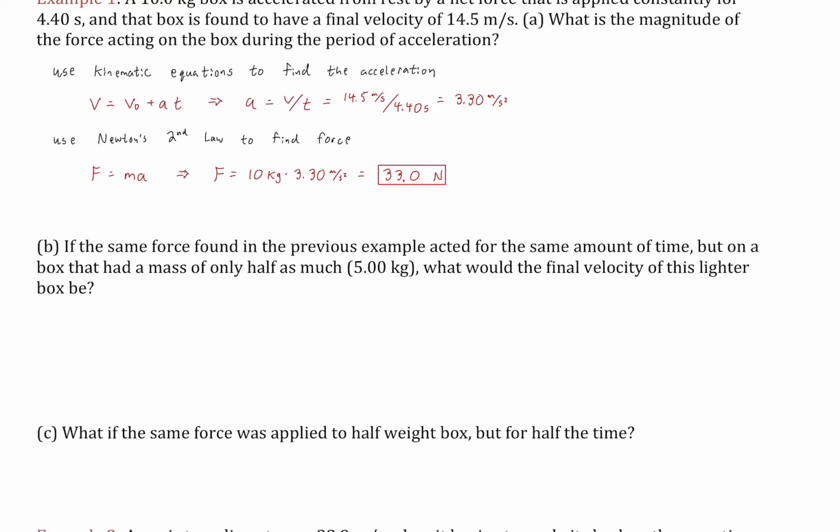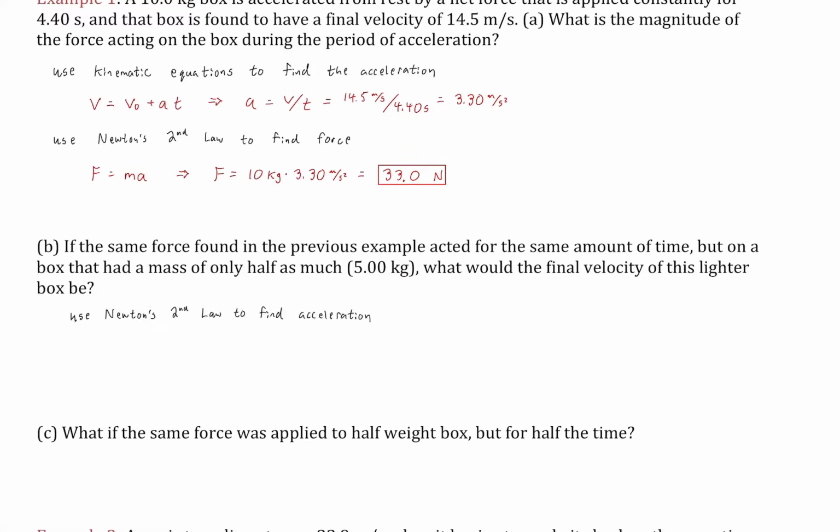All right, so if the same force found in the previous example acted for the same amount of time, but on a box that had a mass of only half as much, what would the final velocity of this lighter box be? What do you think it would be? If it's half as massive, so 5 instead of 10 kilograms, how fast do you think it will be at the end? Twice as fast, maybe?